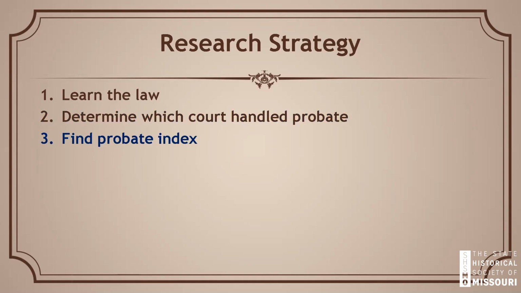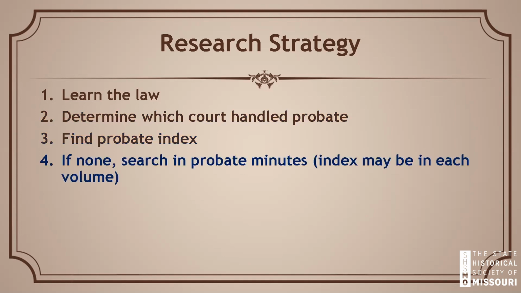Find the probate index if it existed. If not, you're going to have to search in the probate minutes. Now, there may be an overall probate index or not, but sometimes if there isn't one, there may be an index in each probate book, in each minute book. And if you're really unlucky, there's none of that. Order books in Virginia, for example, is where you find a lot of this. And there's no index for a lot of counties. You just have to go page by page.